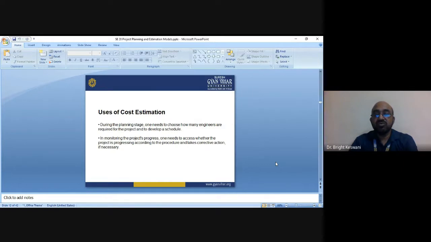Now, what is the use of cost estimation? During the planning stage, one needs to choose how many engineers are required for the project and to develop a schedule, which is the first use of cost estimation. The technique of cost estimation will provide the information on how many engineers, developers or other helping staff are required in a particular phase. The second use is in monitoring the project's progress: one needs to assess whether the project is progressing according to the procedure and take corrective action if necessary. So there are mainly two uses of cost estimation.